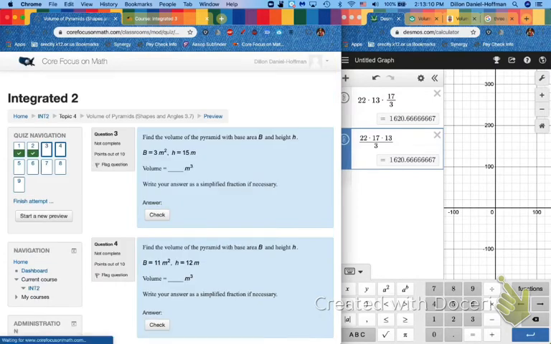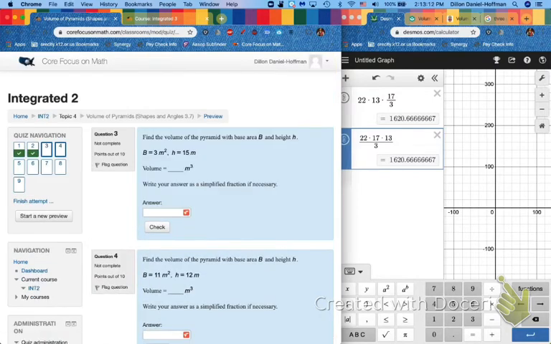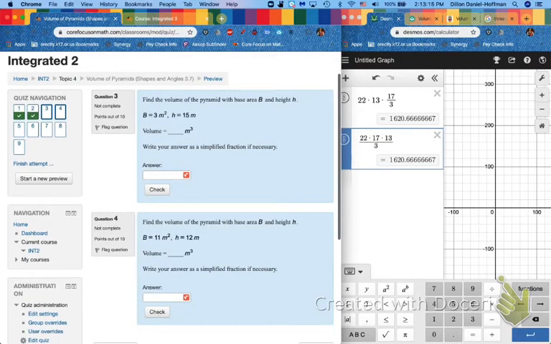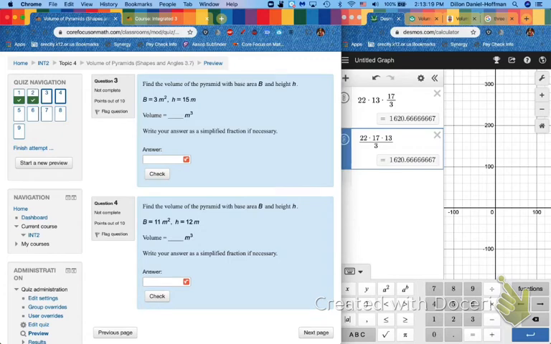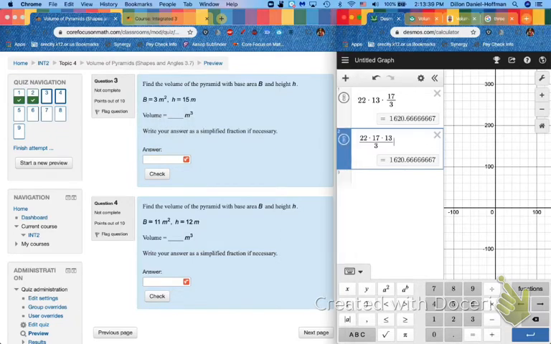And once you have this up, you just sort of leave it for a model to follow each time. Find the volume of the pyramid with a base area, capital B, and a height, lowercase h. Capital B is 3 meters squared, so just like I said last time, when it's got meters squared, we know that's area. And the height is 15 meters, so that's height. The volume then is going to be the 2 multiplied together and then divided by 3, because it's a pyramid.